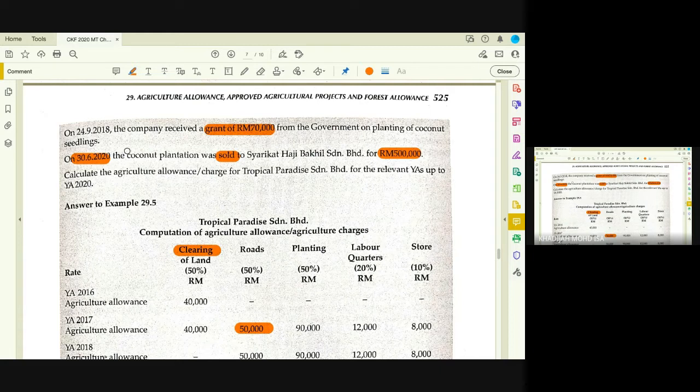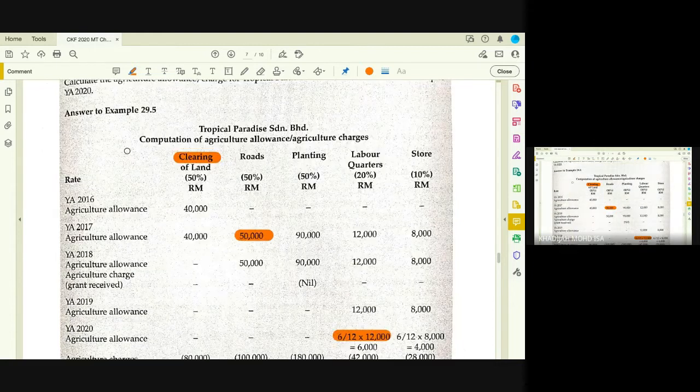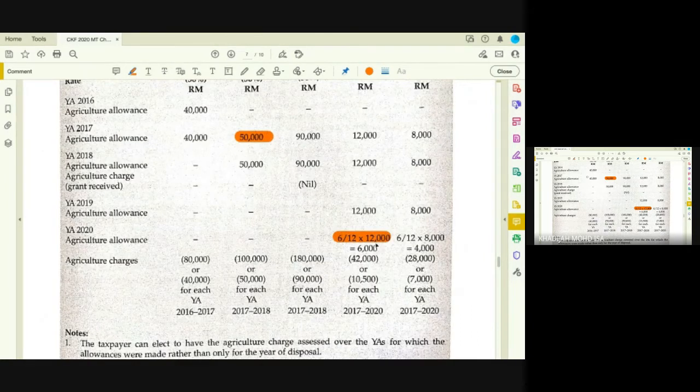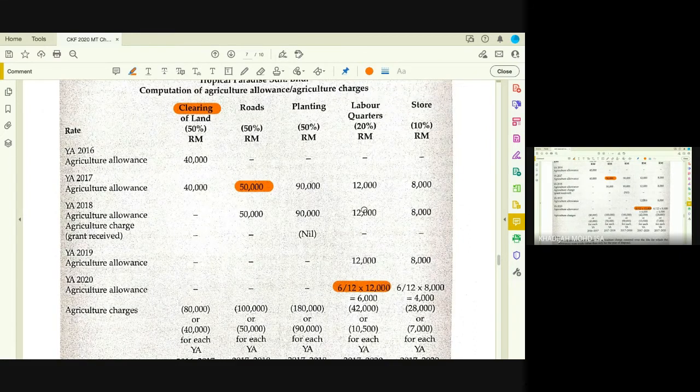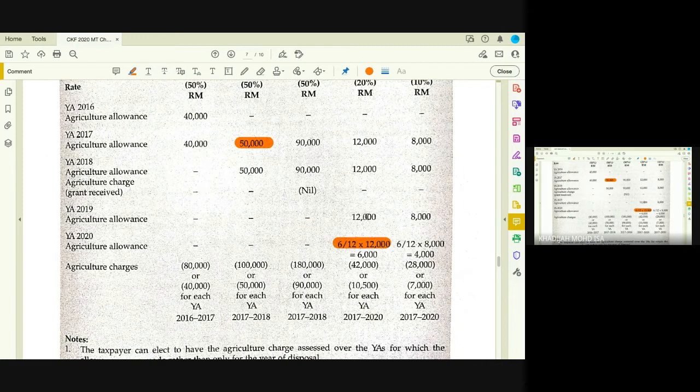YA 2020 is also the year of disposal. So for agriculture allowance, you can have a time apportion. So in this case, 6 months, right? You claim your allowance. So how do you claim that? 6 over 12 times by the 12,000. 12,000 is the annual amount that you can claim for your labor quarters at 20%. So for 2020, instead of claiming 12,000, you only claim 6,000.